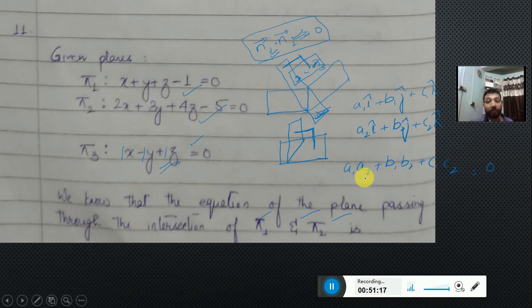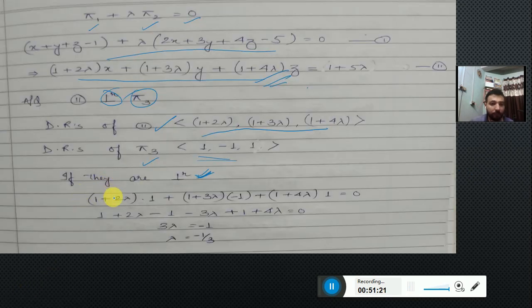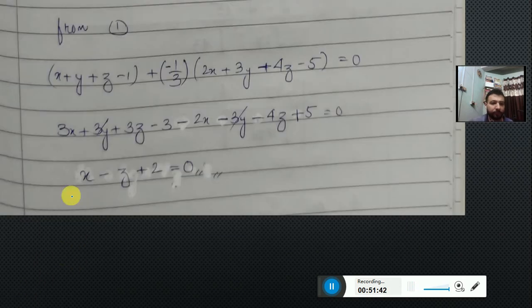Yes, it comes from the angle between two planes. So you take the dot, a1 a2 plus b1 b2 plus c1 c2 equals to 0. Then lambda will be this, and once you get your lambda, you substitute here. Okay, and then you get the answer. You can substitute here, or you can substitute in this one also. Okay, one or two, whichever you feel like. So now see, I have substituted in 1. Wherever you find it easy to solve, you substitute.